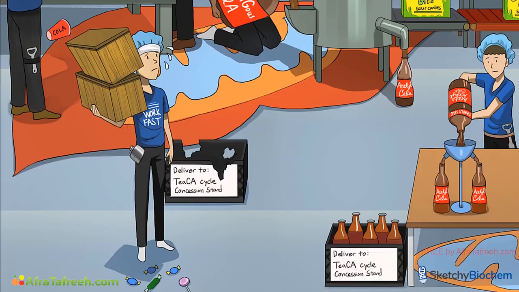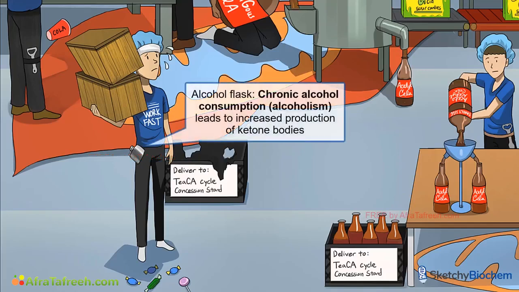Chronic alcohol consumption also leads to increased production of ketone bodies. Why? Because drinking too much alcohol increases NADH and depletes NAD+, resulting in the disruption of the TCA cycle and gluconeogenesis. We drew an alcohol flask in the worker's pocket to help you remember that consuming alcohol stimulates ketogenesis. Alcohol depletes liver glycogen stores in addition to oxaloacetate. So when glucose is unavailable, there will be increased production of acetyl-CoA from fat oxidation, which will drive the synthesis of ketone bodies. Please check out our alcohol metabolism sketch to learn more.